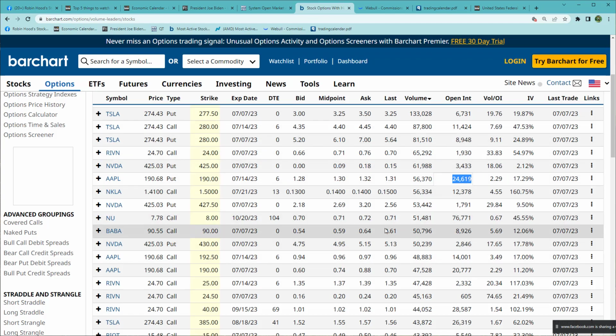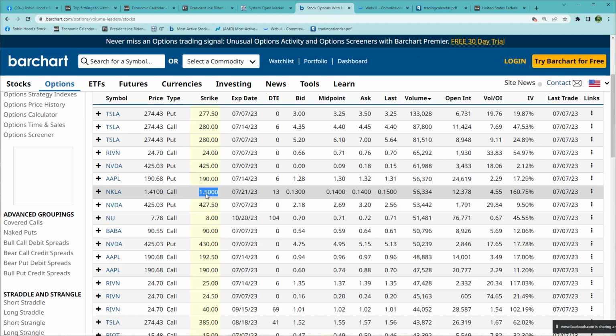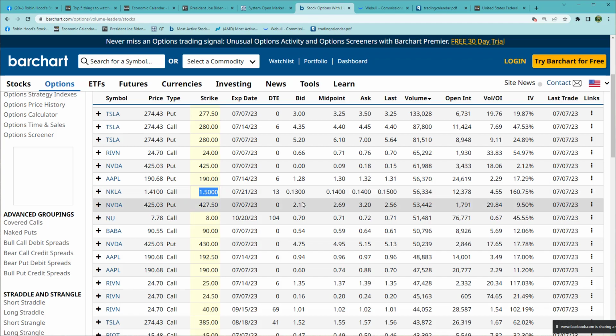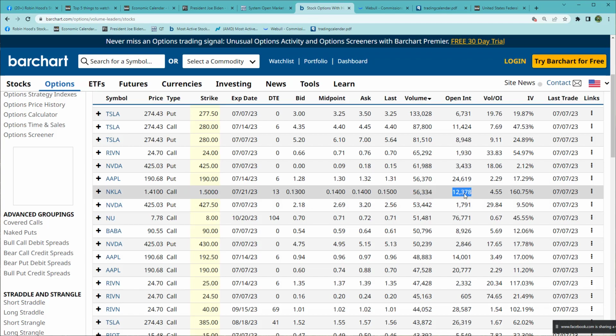Going down the list, now we have Nikola, which is another EV company that had a lot of lawsuits and a lot of issues because they weren't doing things right. But I feel that they could. I think they're overcoming a lot of these legal obstacles, and they may be ready to move forward. We're seeing more and more activity betting that they're going to keep going up. We have a $1.50 call strike price that expires in a couple of weeks, and there's a lot of volume and a decent amount of open interest that will soon merge with each other.